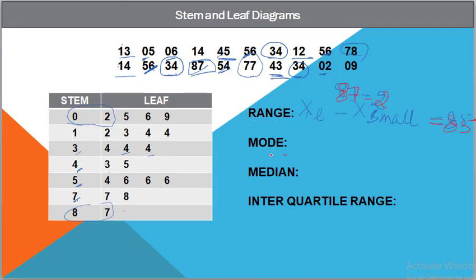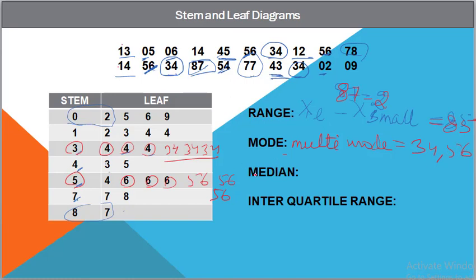What is mode? Mode is any number which has the highest frequency. So you can see here we have 3 and we have 4, 4, 4. That means 34, 34, and 34. So 3 times, we have got 34 here. And we have also 5 and then 56, 56, 56. So we have 56 also 3 times. That means this is multi-mode. And the modes are 34 and 56.